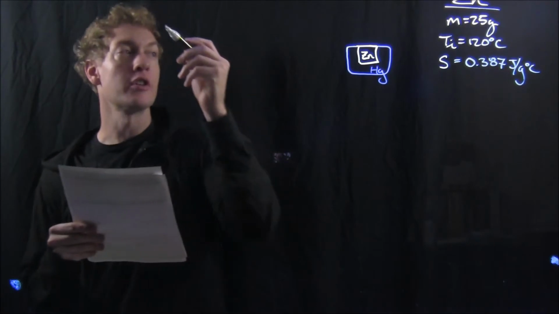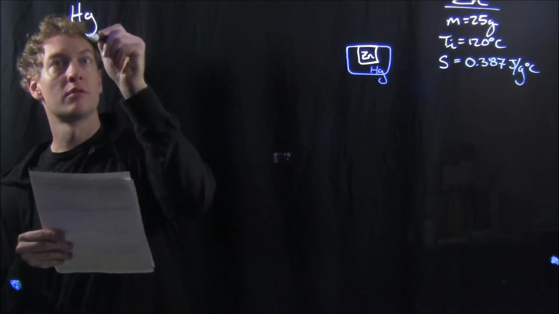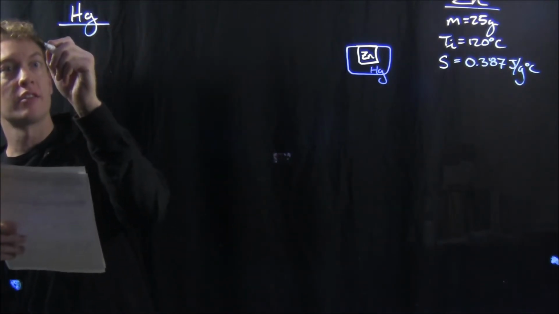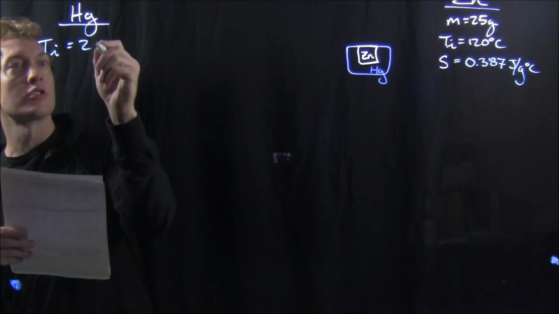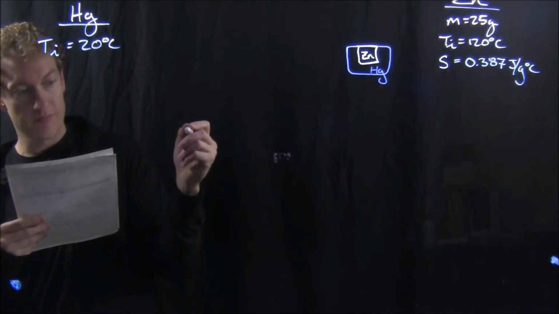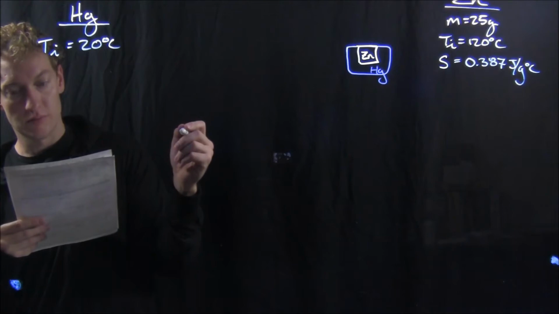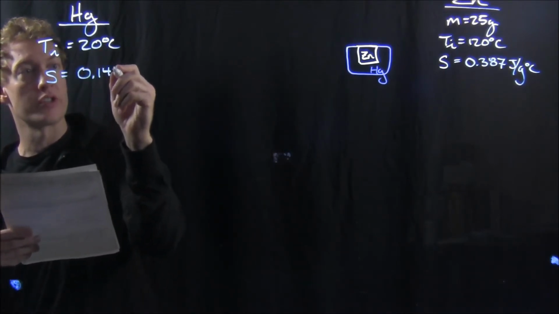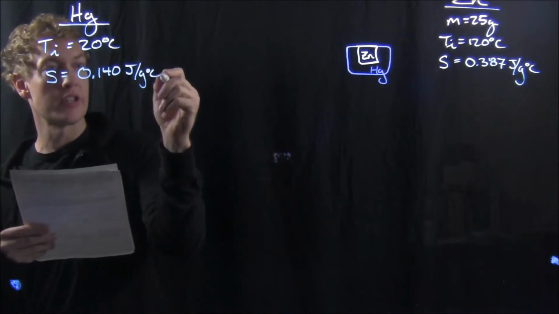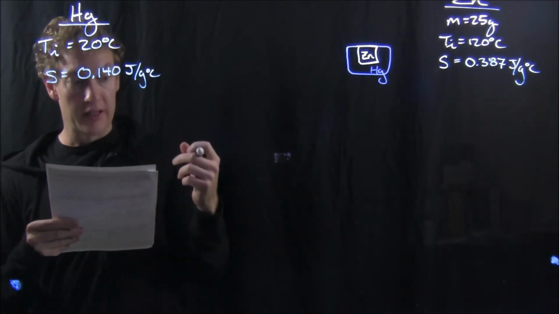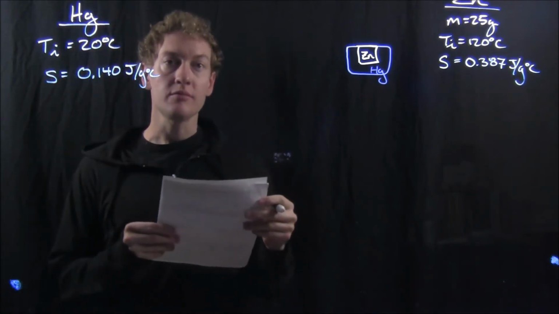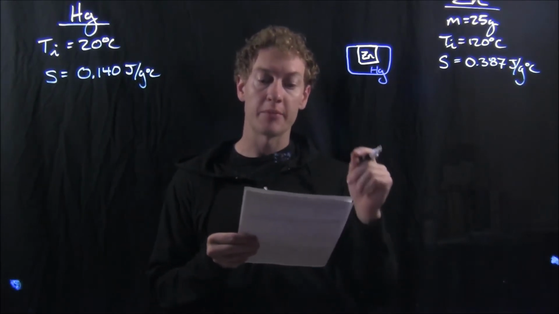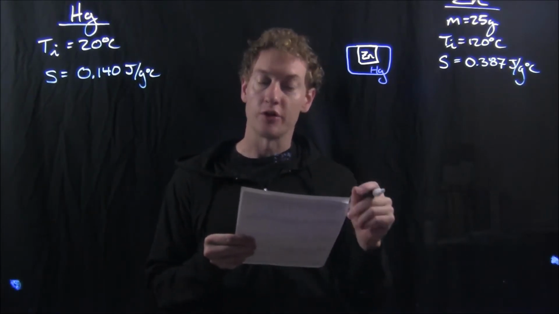And for the mercury, they tell us that the initial temperature is 20 degrees Celsius. The specific heat capacity is 0.140 joules per gram degree Celsius. And that's it. And the question asks us, how many grams of zinc would have to be used?